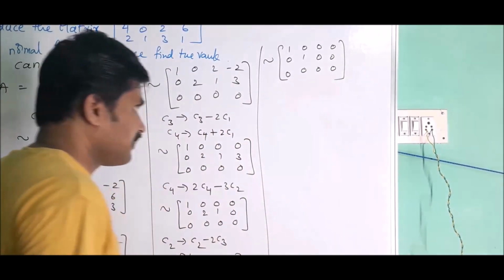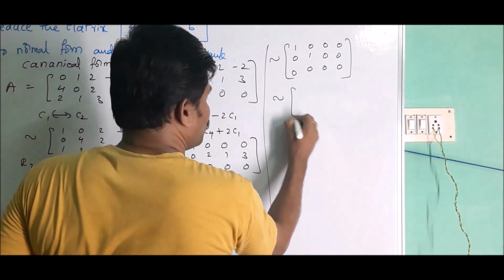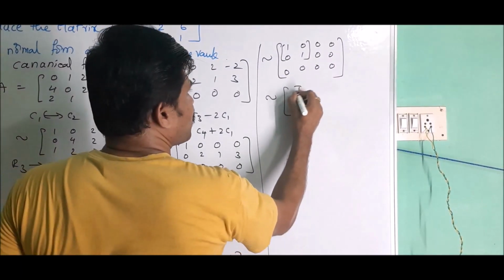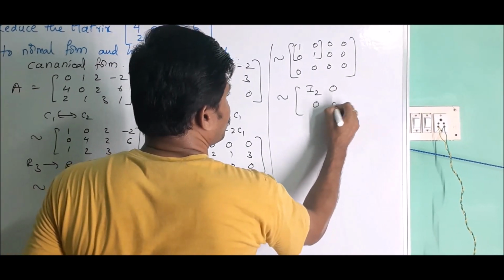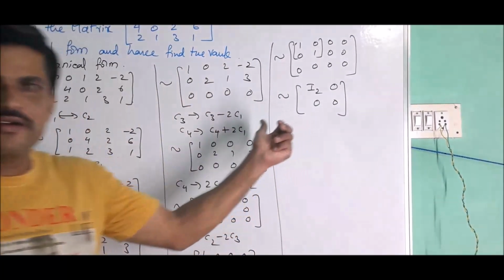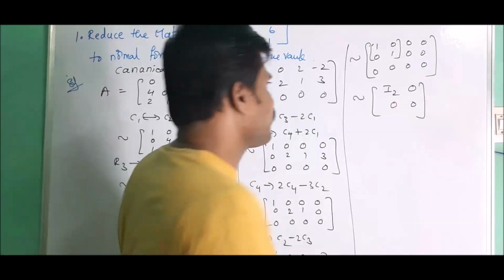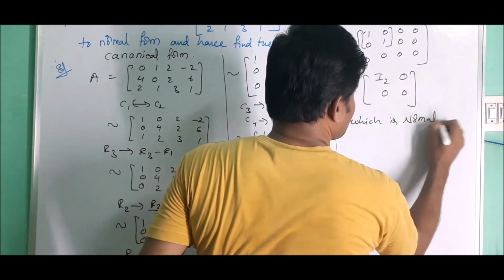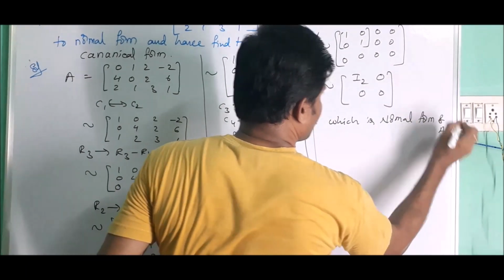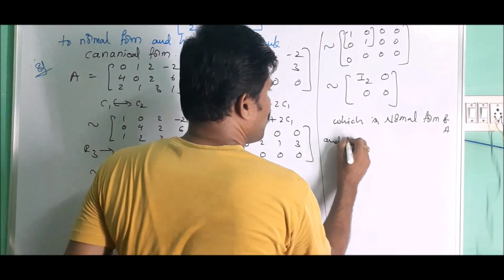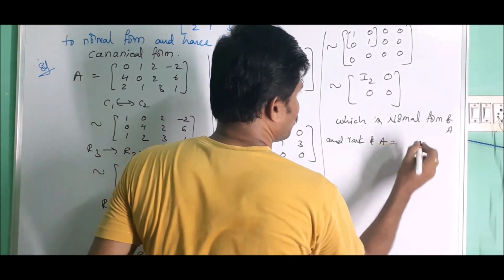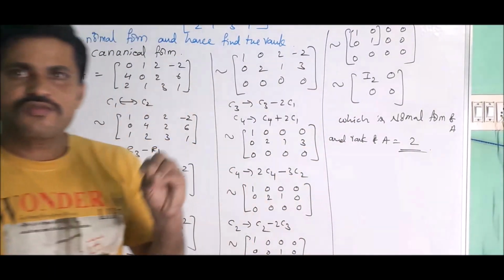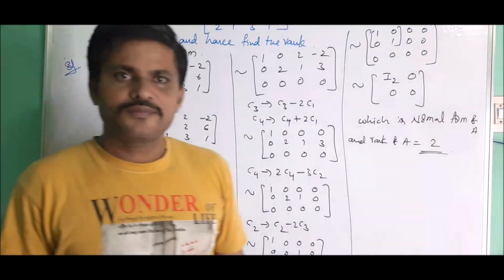Now we observe that this is the second order unit matrix. It will be written as I2 0 0 0, which is called the normal form of A, and the rank of A equals the order of the unit matrix, that is 2. So this is the solution for the given problem.